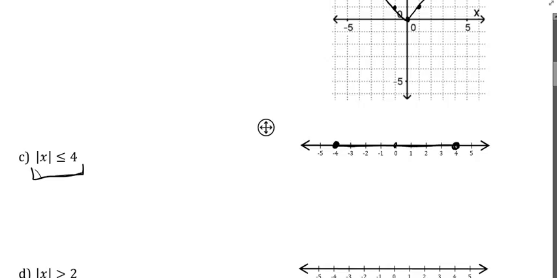Okay, and how would we show that? We'd show that by coloring in. You may have seen this notation somewhere, but a colored in circle is inclusive, right? So I use a colored in circle because it said less than or equal to 4. Does that make sense?